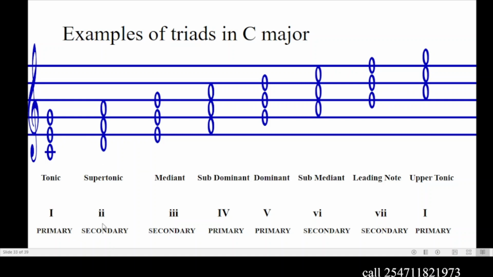We see the second one is the supertonic triad, which will be secondary. Then the third one, the mediant, will be secondary. And then you have the primary triad, the subdominant, the fourth. Then we have the fifth, that is the dominant triad. Then we have the 6th, being the submediant. Then we have the 7th, being a secondary triad. Then we have 1 again, the primary triad.